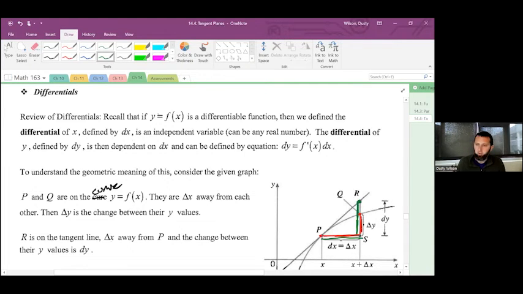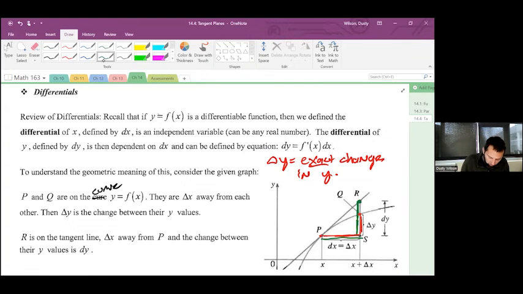And so we get that delta y is the exact change in y. Let me put this in writing. So delta y equals the exact change in y, while dy is equal to the approximate change in y.